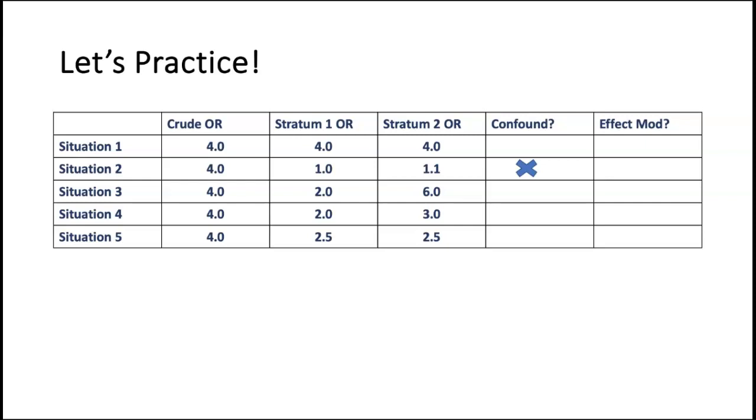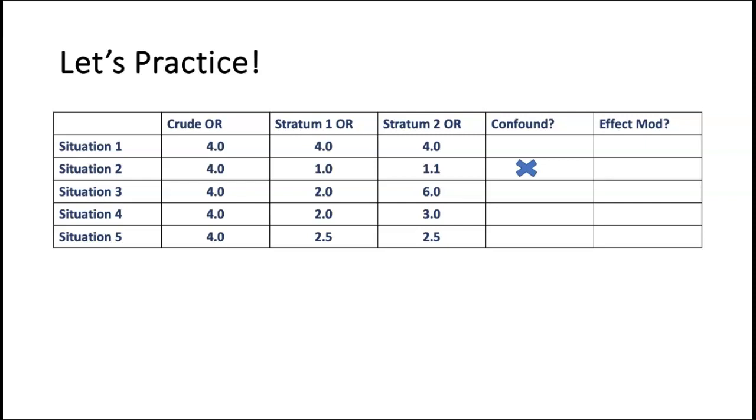In situation 3, I've got a crude odds ratio of 4. I have a stratum 1 odds ratio of 2 and a stratum 2 odds ratio of 6. Looking at these stratum-specific measures, I can see that they are definitely different from one another. 2 is obviously different from 6. So that's my first indication that I potentially have effect modification, because these are different from one another.